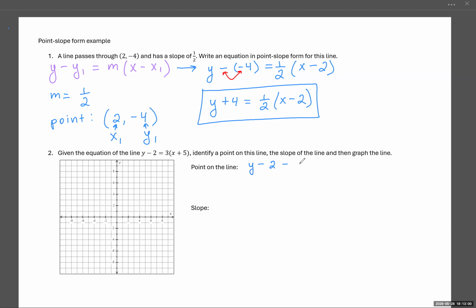y minus 2 equals 3(x, and instead of a plus, I'm going to write it this way: minus minus 5). I'm doing this on purpose. I want you to see a couple of things. This number right here is y1. This is the slope, m. And this is your x1. The point on the line has the format (x1, y1). For us, that means (-5, 2).